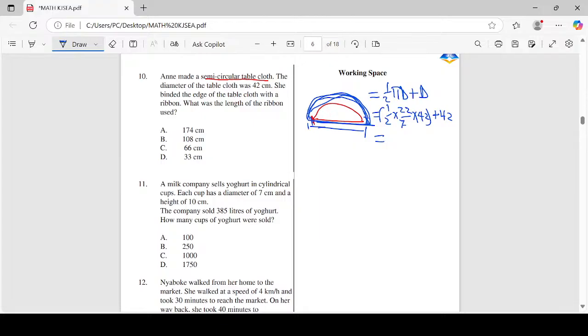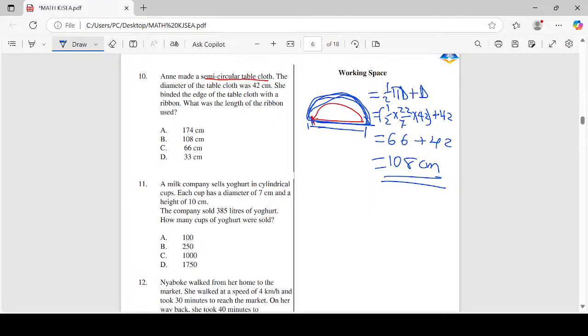With the help of our calculator, when I take a half times 22 over 7 times 42, I'm going to get 66. Plus now 42, when you add 42, I'm going to get 108. So learners, can you be very, very keen with these exams? You see, even 66 is given as an option, as choice C. So you need to understand what the question requires.